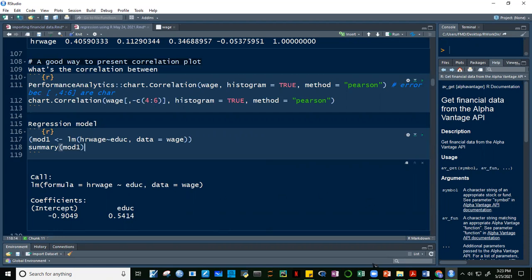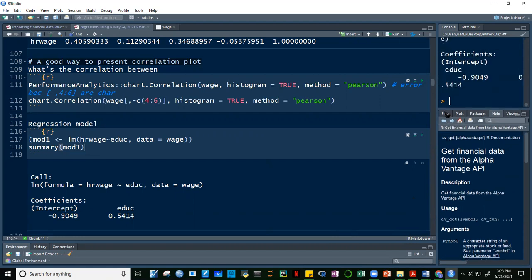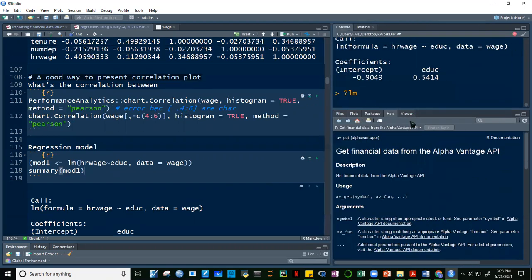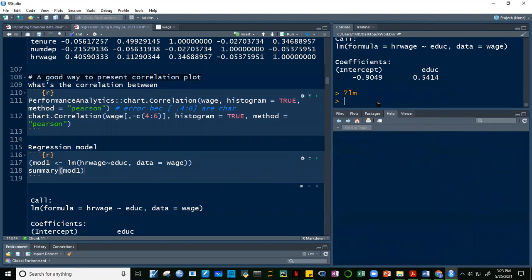Okay, let's continue discussing. Baka may question? LM means linear model. LM is a function, no? In fact, pag function yan, pwede nating i-check ang LM, linear model. You can seek the assistance of the help.